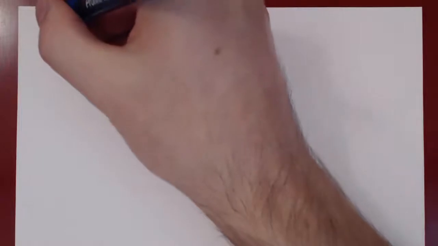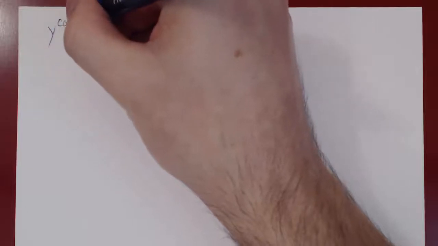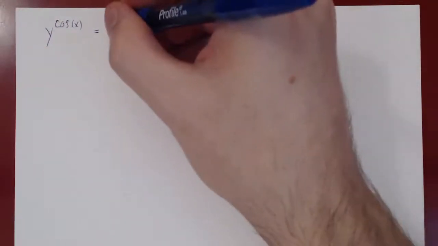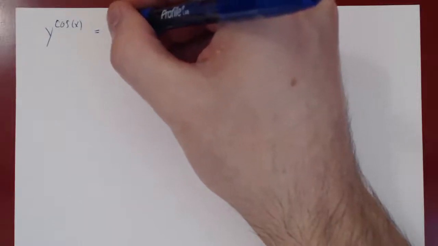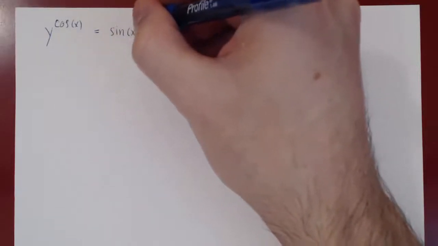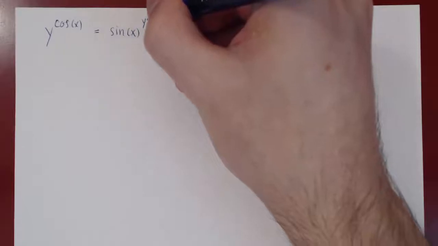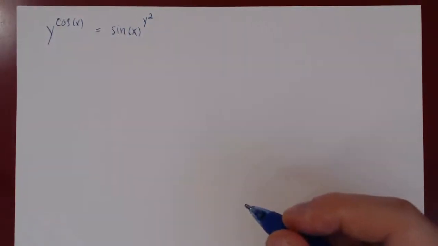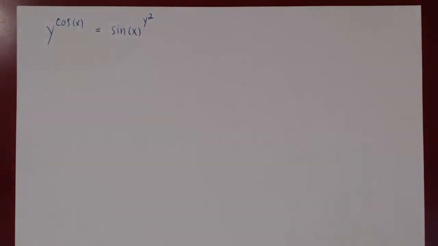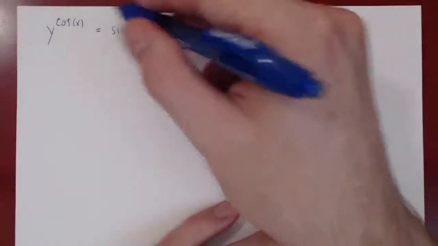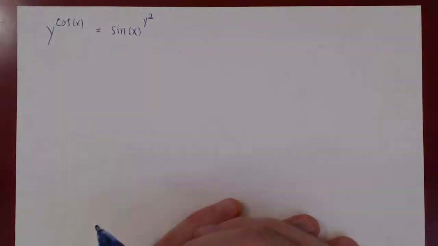So what if we have this? Let's say y to the cos of x equals, say, sine of x to the power of y squared. So once again here, we cannot have y equals f of x explicitly, but we can still think of y as a function of x.